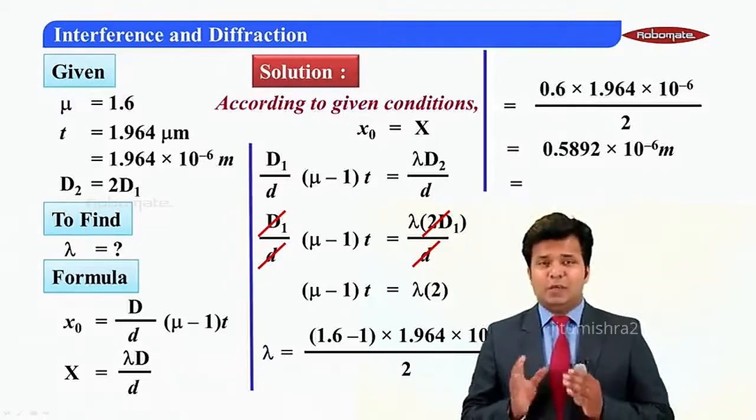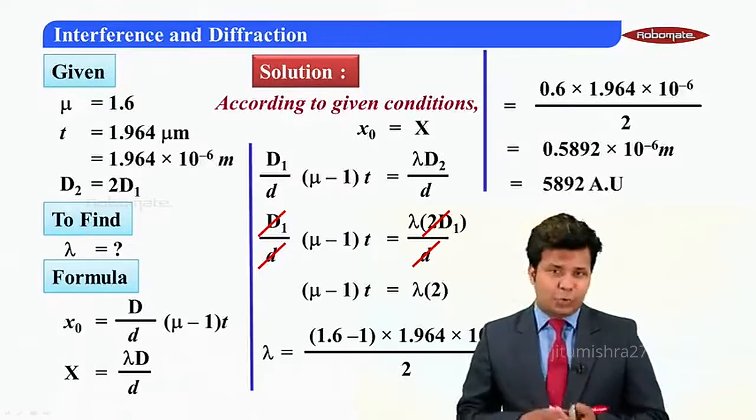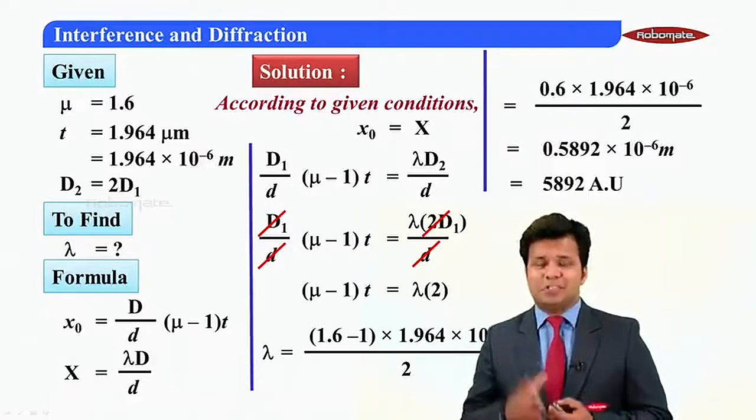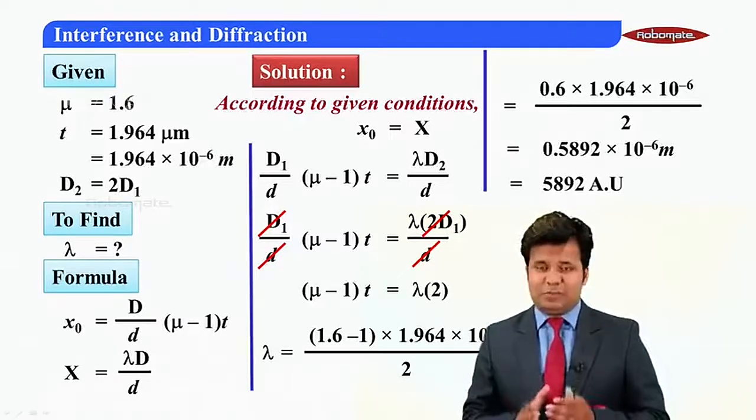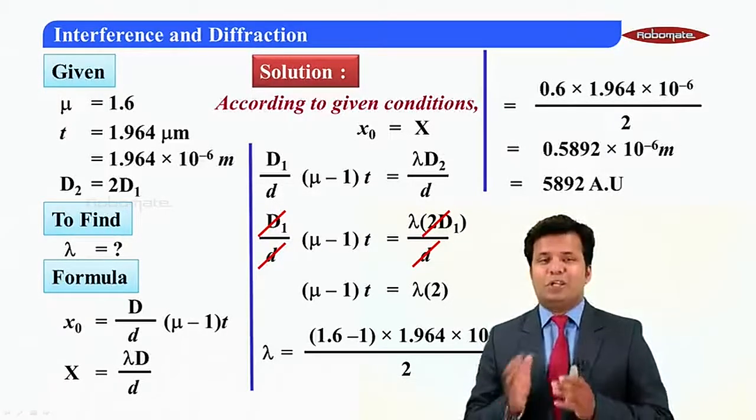The lambda is 0.5892 into 10 raised to minus 6 meters. So students, this was the concept of shift, and that's it from this particular module.